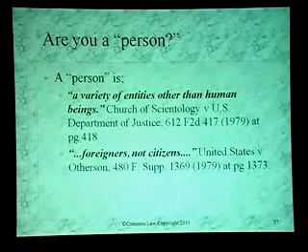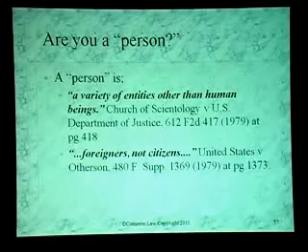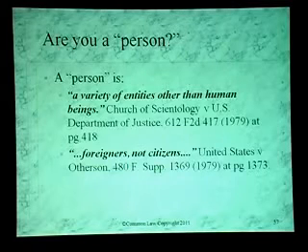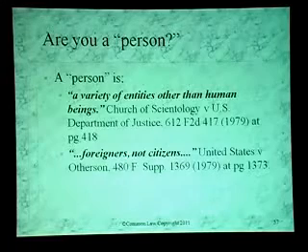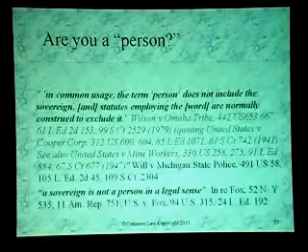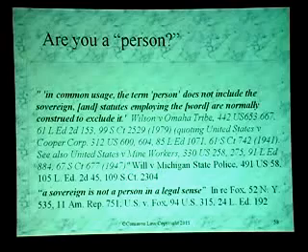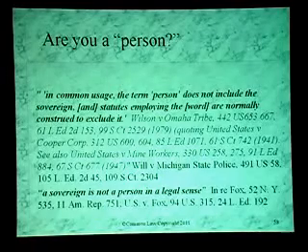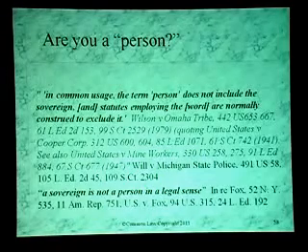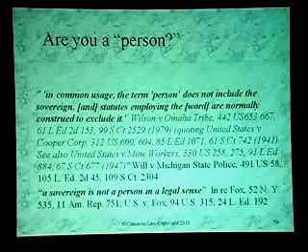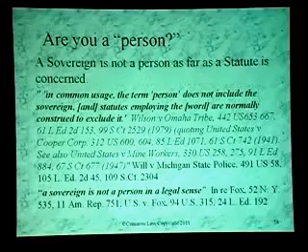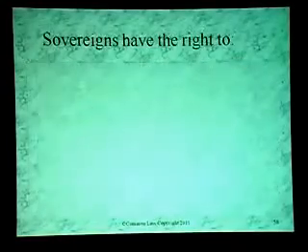A person is a variety of entities other than human beings. A person is a foreigner, not a citizen. You know, this is the courts. And this is the stuff I bring up all the time, and you just watch them scatter. In common usage, the term person does not include the sovereign, and statutes employing the word are normally construed to exclude it. A sovereign is not a person in a legal sense. Sovereign is not a person as far as the statute's concerned.